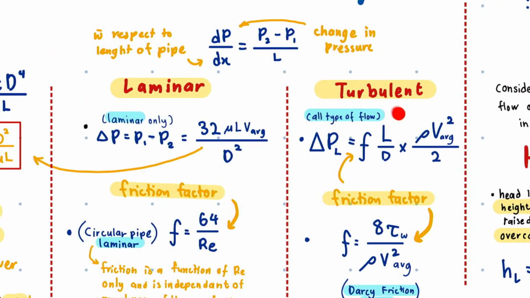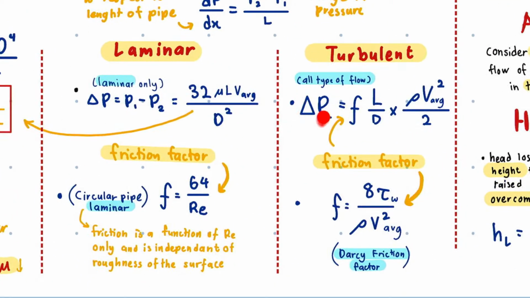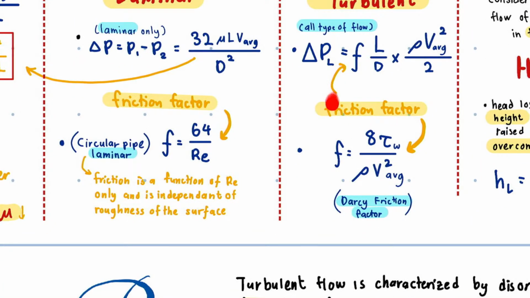So there will be laminar and turbulent flow. There will be pressure drop. Why is there pressure drop? There is a pressure drop due to friction.